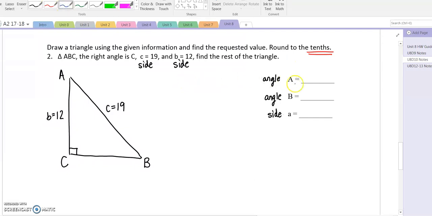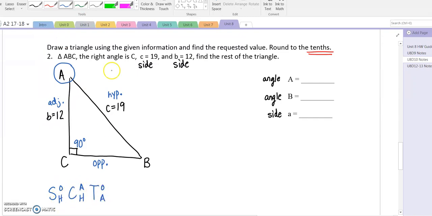So the first one I'm going to solve for is my angle A. And since I only know one angle, I only know 90 degrees, that means I have to use trig. I have to use inverse trig. So I'm going to circle the angle I'm solving for and label my sides. Opposite, hypotenuse, adjacent. And I'm going to write out my SOHCAHTOA so I know which trig function to use.